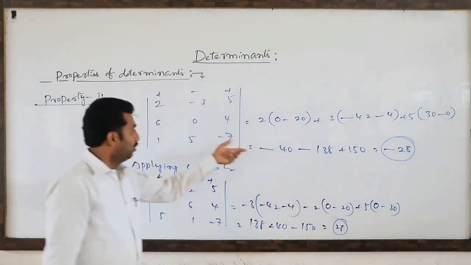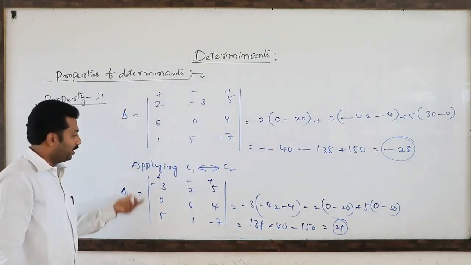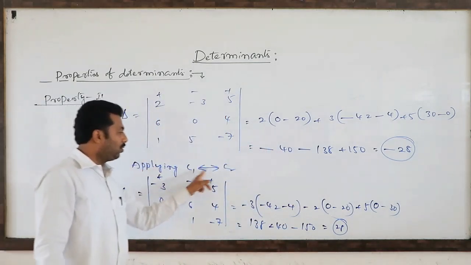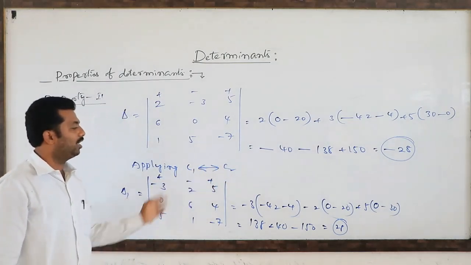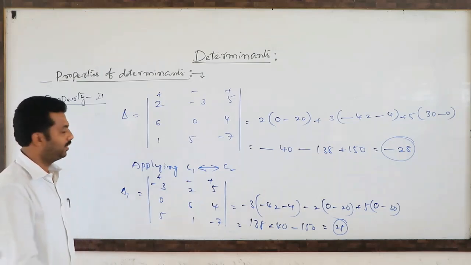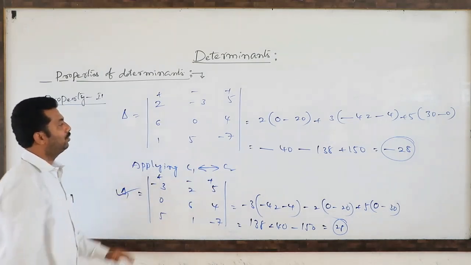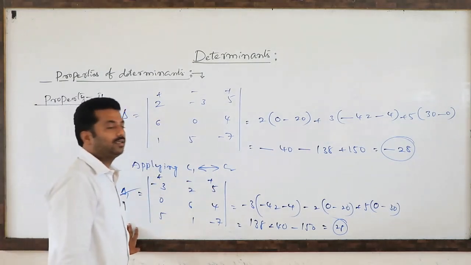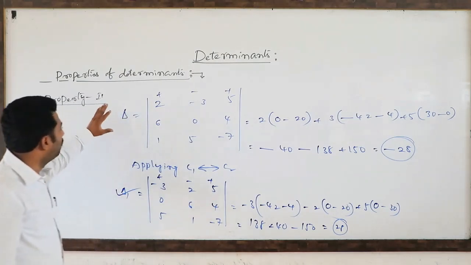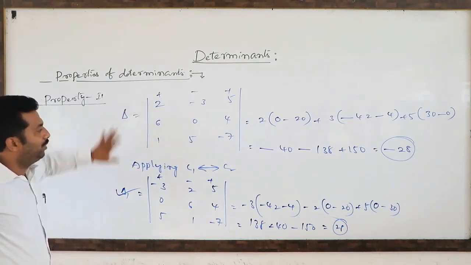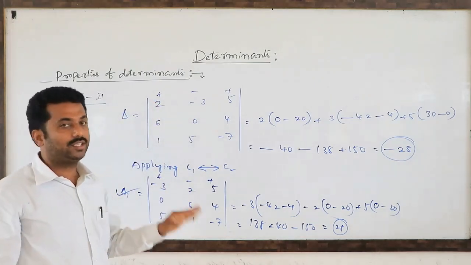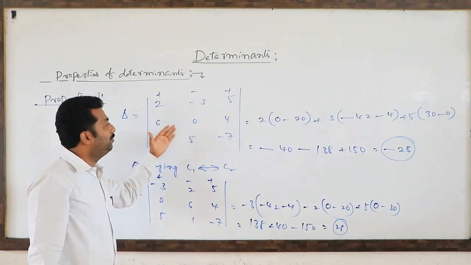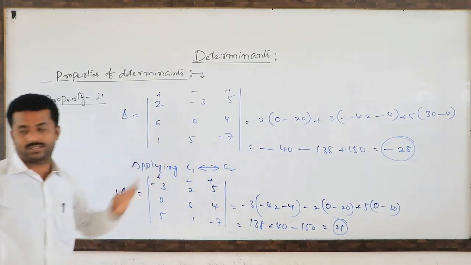Previously we got minus 28. If I apply the interchange of any two rows or any two columns, here we interchanged C1 and C2, we got plus 28. So like this you have to answer the question. This is based on property number 2: whenever two rows or two columns are interchanged, the sign of the determinant will be reversed.